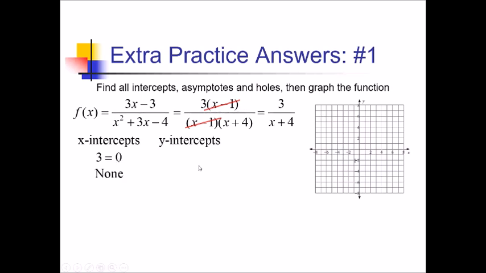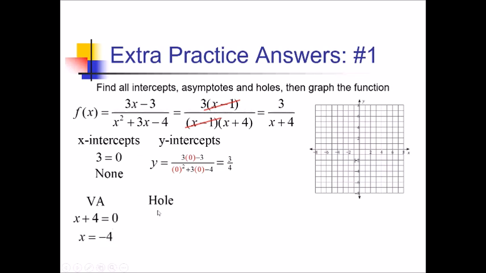For y-intercepts, we have to plug 0 into the original equation here. When we do that, everything zeroes out except for a negative 3 and a negative 4. So 3/4, if we reduce that, is going to be our y-intercept. For the vertical asymptotes, those are x values that zero out the simplified denominator, making the simplified function undefined. So if x plus 4 equals 0, we have a vertical asymptote at x equals negative 4.